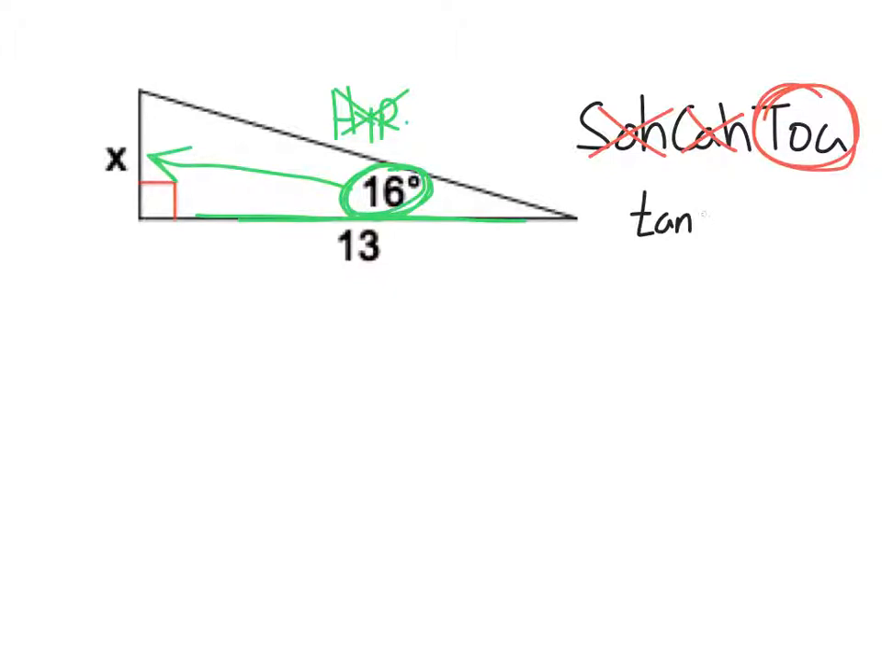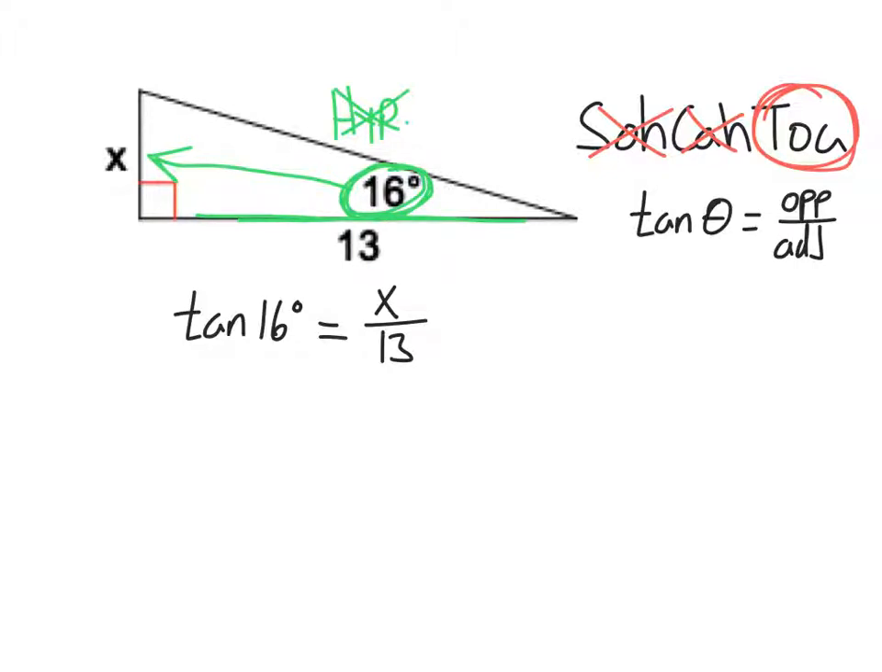So remember, tangent equals opposite over adjacent. So we're going to take tangent of our angle, tangent of 16 degrees. Oops, that's one thing I should be writing over here. Remember, these never show up on their own. So tangent theta is opposite over adjacent. So the tangent of 16 degrees is going to equal the opposite side over the adjacent side.